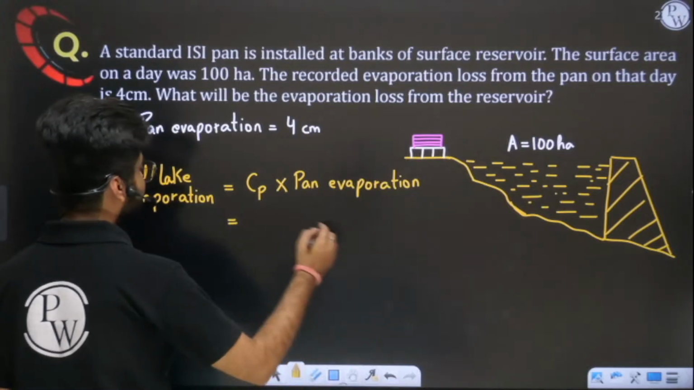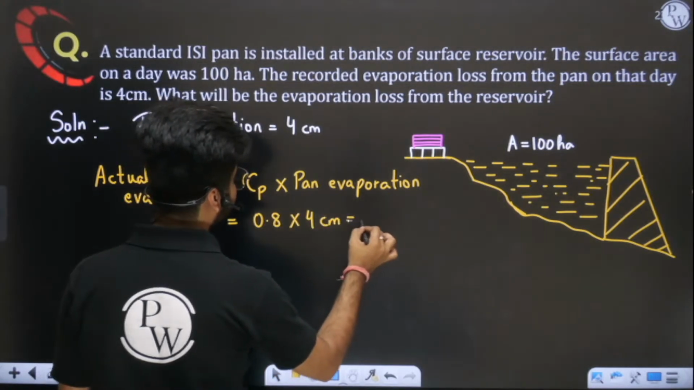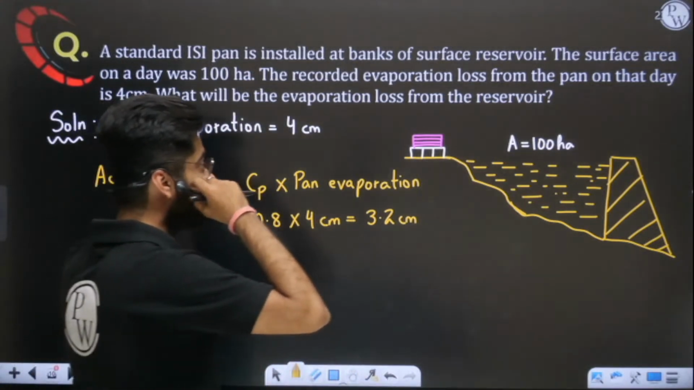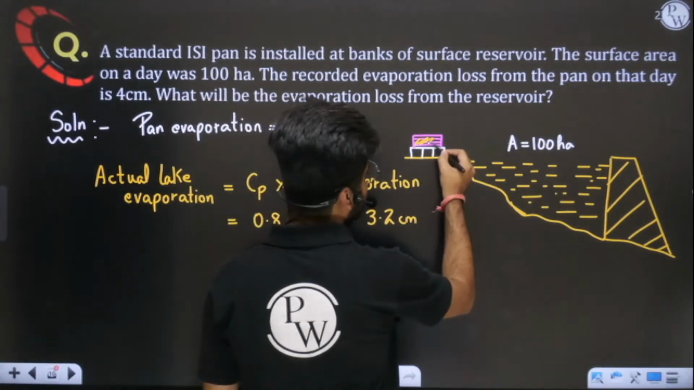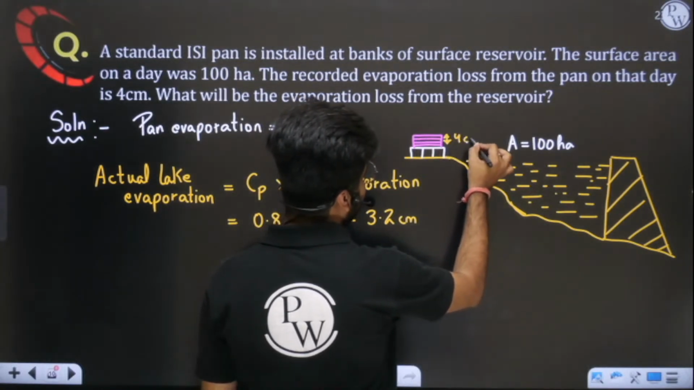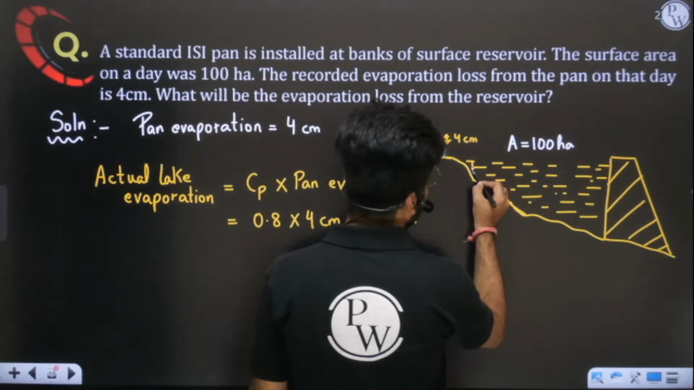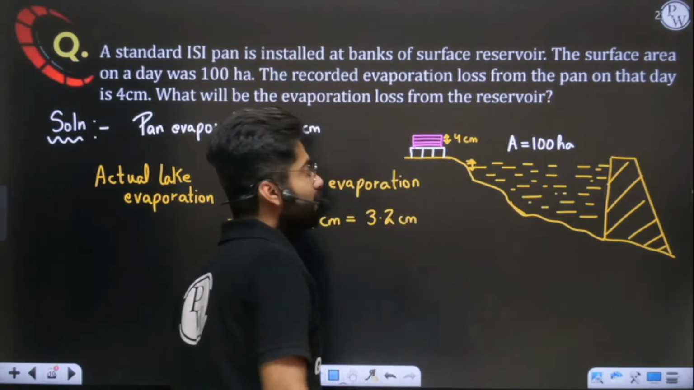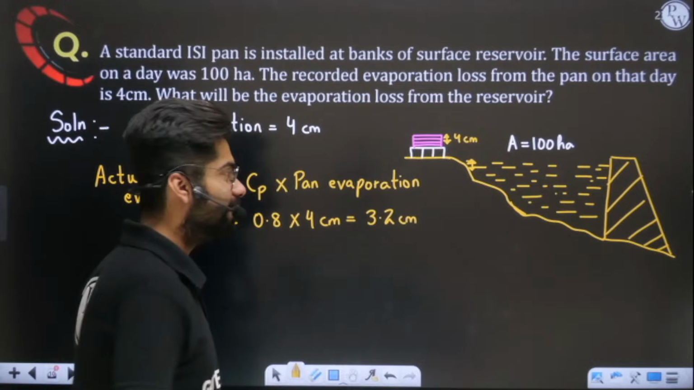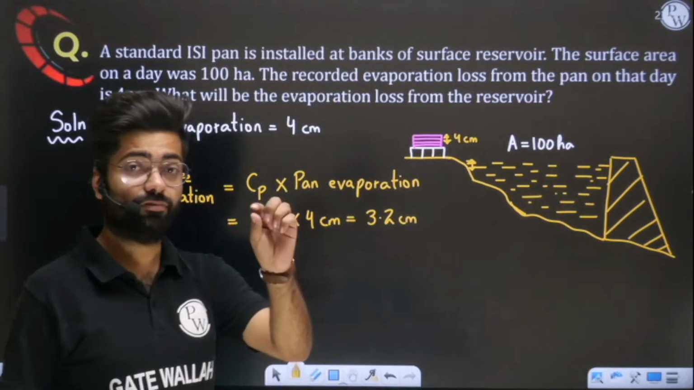I will multiply pan evaporation, that is 4 centimeter, by 0.8. Now listen very carefully. Let us say we have water filled in this pan. Water which is depleted in a single day is 4 centimeter. But in the lake, the level of water which will get dropped is 3.2 centimeter. In the lake the evaporation is 3.2 centimeter, and here in the pan we have 4 centimeter evaporation.